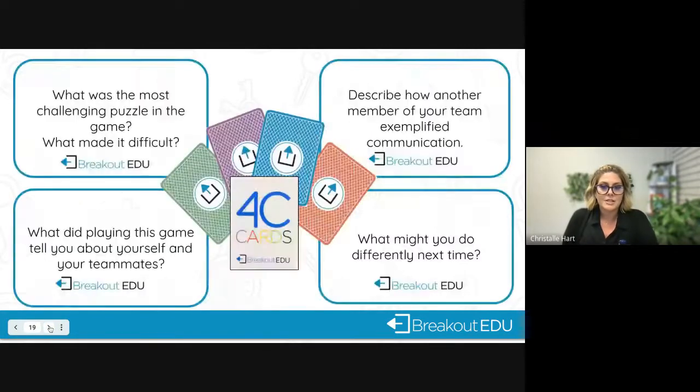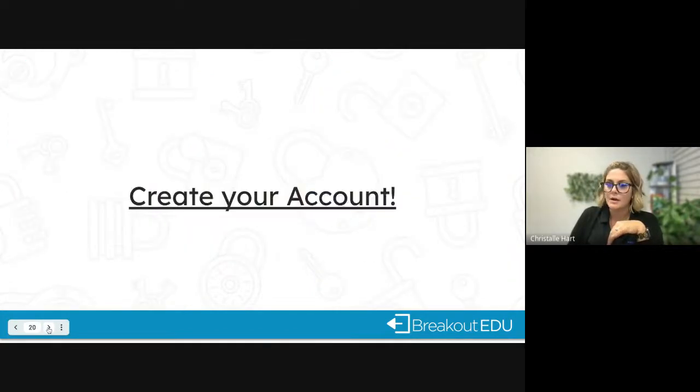Breakout does have reflection pieces. They're called the 4C cards, and there's a digital version where students can then maybe do a writing prompt in their journal or a Google Doc, or they can make a Flipgrid. Like, I love this one. What might you do differently next time? They can just turn and talk to their partner as a reflection. You can have it as a fast finishers question as well. You can see that's where I pulled the question from. So that all comes in the breakout.